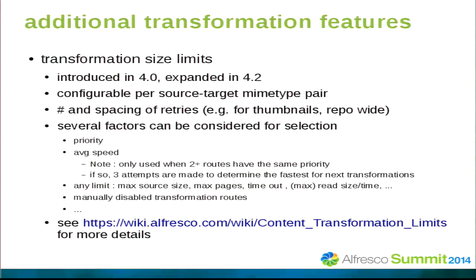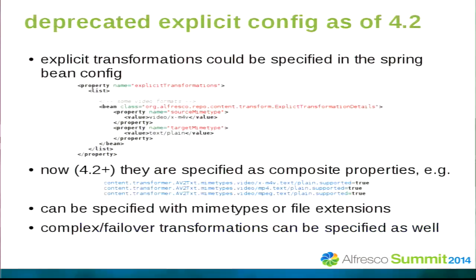And there are also several factors that can be considered for selecting the proper transformer. We will use a priority that you can define. You can say, if I have two transformers that are doing the same transformation, that one is usually better, so I want to prioritize that one. And if we have two similar routes that have exactly the same priority, then we will try both 3 times and figure out which one is the fastest, that we will keep using for the rest of the life until you restart the repository, for example. You can see on the wiki or on the documentation portal more examples about this.